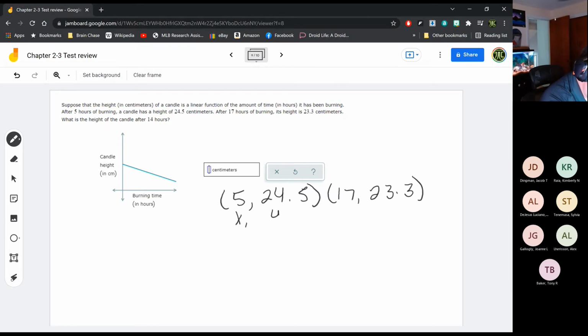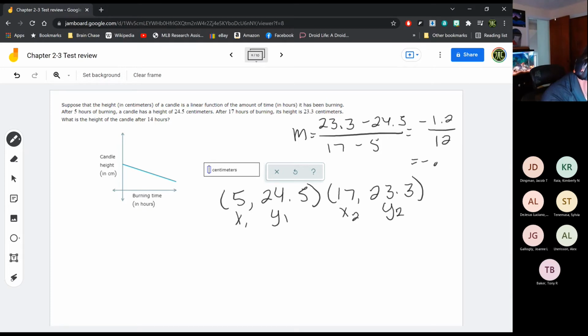So I have x1, y1, x2, and y2. So we're going to find my slope. We plug in my numbers, using the same slope equation: 23.3 minus 24.5 over 17 minus 5. So I've got negative 1.2 over 12, which equals negative 0.1 as my slope.